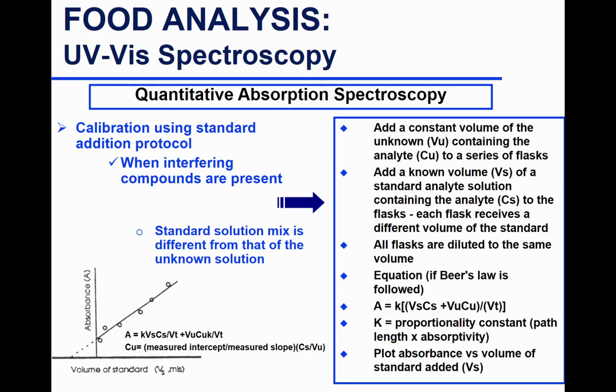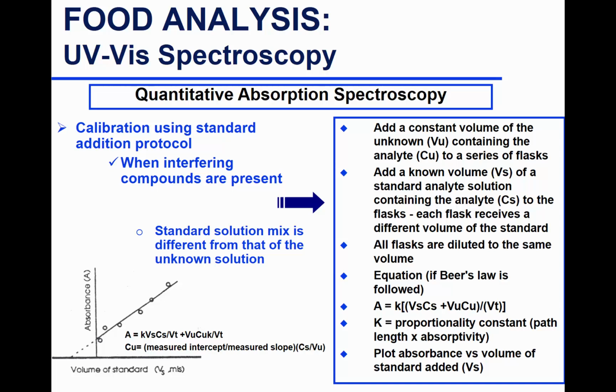And then you add your standards, but in each one you will have a different volume of a standard. By adding a different volume, you are creating a calibration curve. You're creating a standard solution that is of a different concentration in each one of them. So your standard curve is being built with your sample in it. And then you bring all of them to the mark. All of them have the total volume, which is 100 ml.